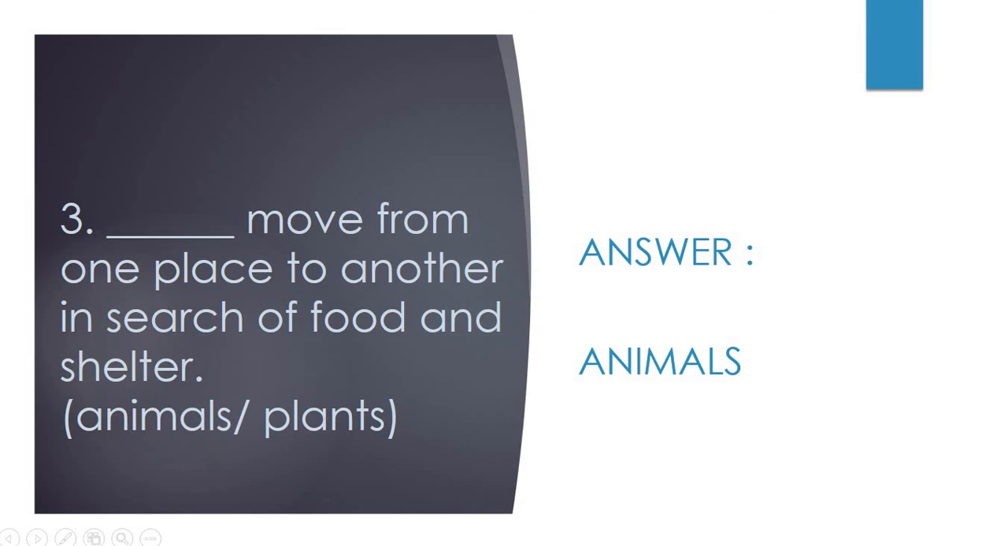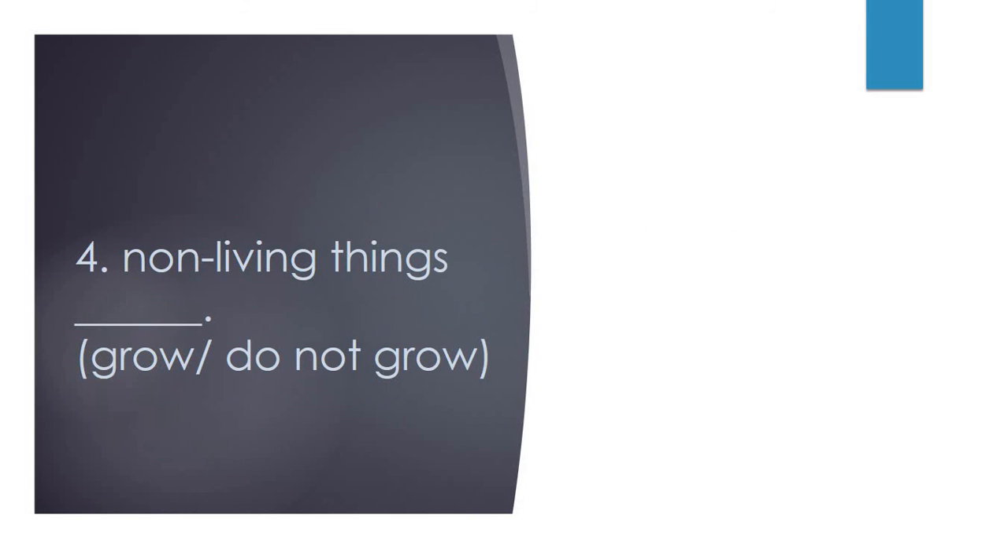Okay, let's move to the next one, number 4. Non-living things dash. Options: grow or do not grow are the 2 options. Non-living things dash, grow or do not grow. Yes, I know many of you are already writing the answer, giving me the answers. Let's see what the correct answer is.